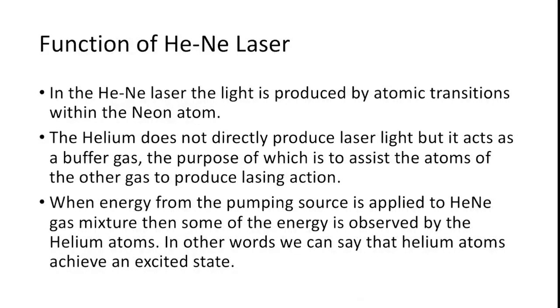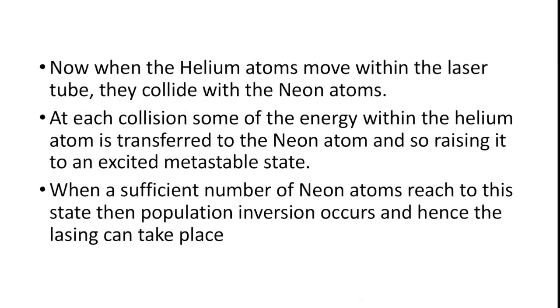Now, when the helium atoms move within the laser tube, they collide with the neon atoms. At each collision, some of the energy within the helium atom is transferred to the neon atom, raising it to an excited metastable state. When a sufficient number of neon atoms reach this state, population inversion occurs and hence lasing takes place. So here we can see the diagram of it.